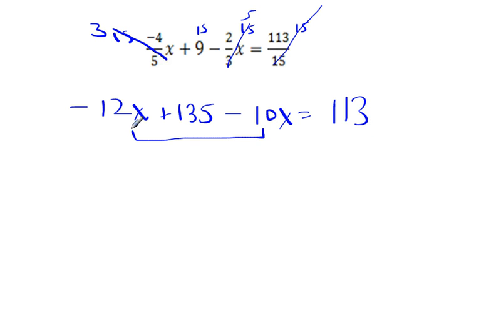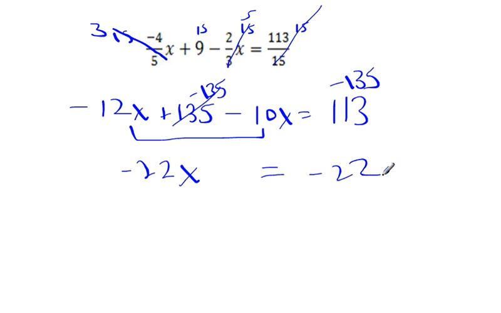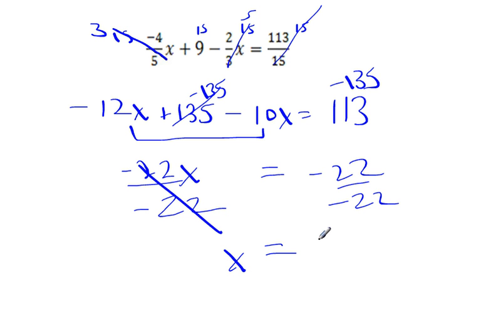Group stuff together, so I'll put those together on the left side. That's negative 22x. I'll bring the 135 to the right. So if you want to just flip and switch and bring it over there, or write what I'm showing here, minus 135 to each side. That is negative 22. How convenient. So divide by the negative 22. I get x equals 1.